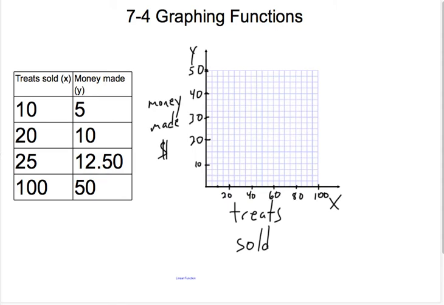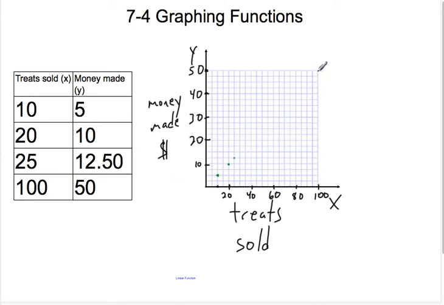I'm going to use green. So if we sell 10 treats, we're going to make 5 bucks. So that would be about right here. So 10 and 5. And if we sell 20 treats, we're going to make $10. Should be here. And if we sell 25 treats, we make $12.50. So 25 is going to be about right here. $12.50 I think is right here. And then if we sell 100 treats, we make 50.